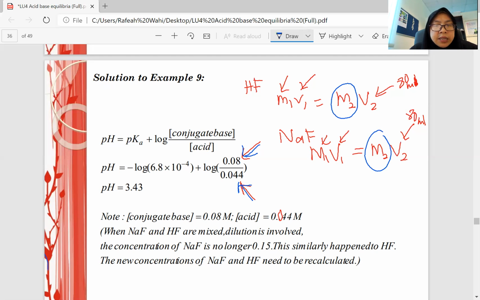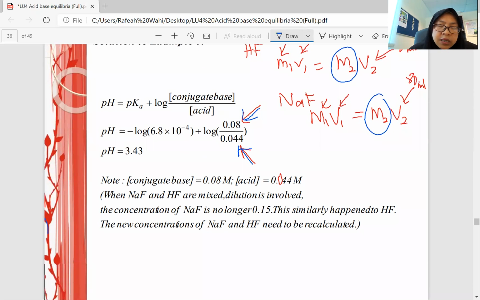Just because when any preparation of buffer is made, you have a mixture between the weak acid and its conjugate base, and dilution is involved, so the concentration of your species is no longer the same as the original concentration. Okay, so you have to recalculate the new concentration.